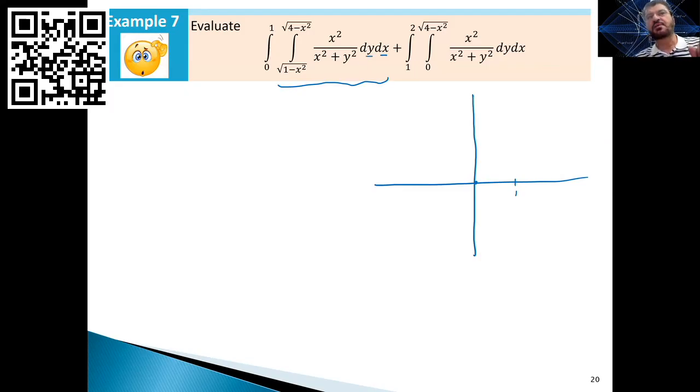And then y is from square root of 1 minus x squared up to y equal square root of 4 minus x squared. This is a circle of radius 1, isn't it? But which part of it? The upper part.